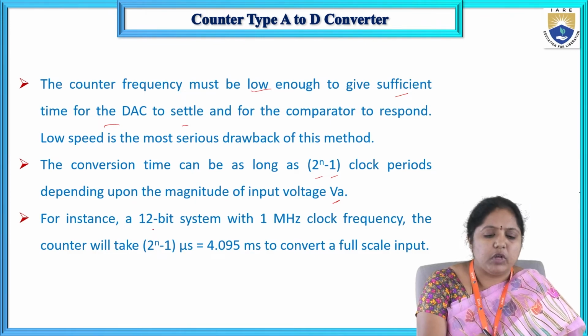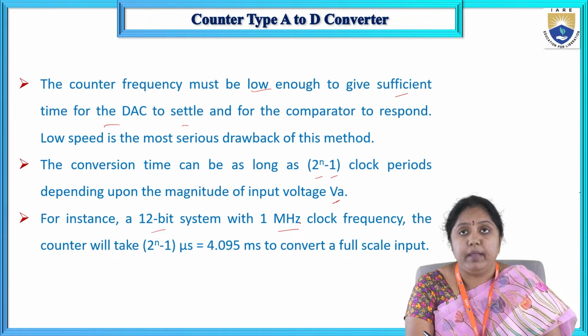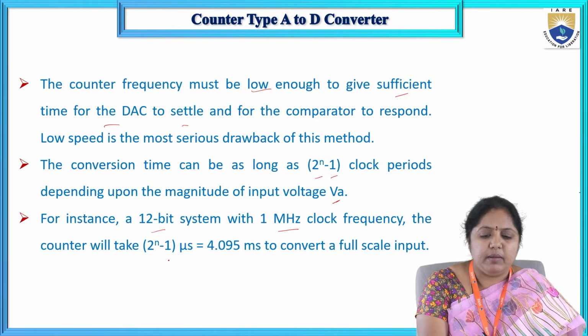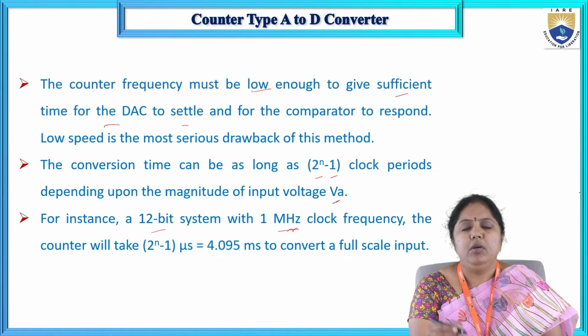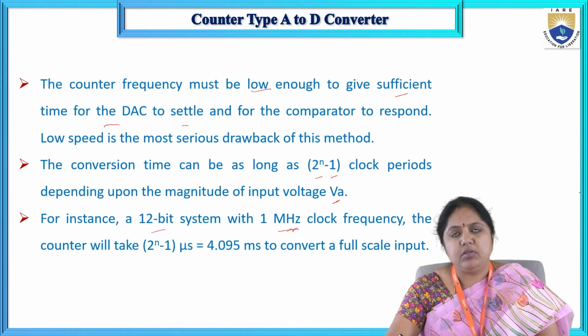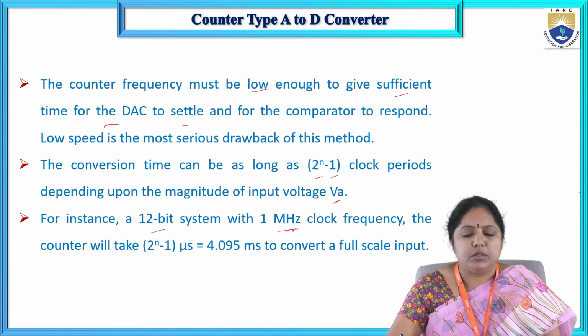Suppose it is a 12-bit converter and the frequency of the clock pulse is 1 megahertz. Then the counter will take 2 power n minus 1 microseconds. If I convert this frequency into a time period, I will get 4.095 milliseconds to convert the analog input signal to the corresponding digital output signal. It is taking a lot of time, which means the speed of operation of this circuit is less.